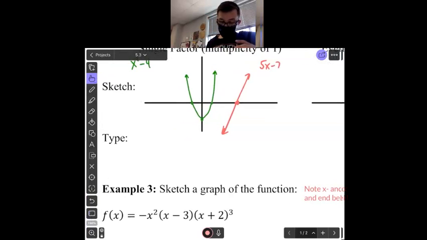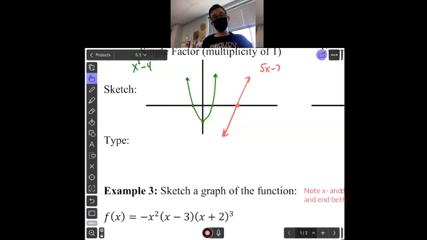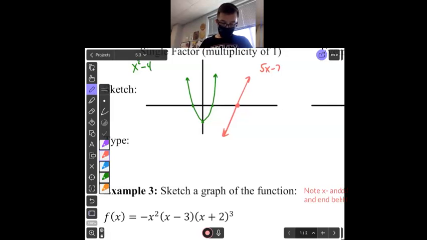So what do we see? What does it look like when there's a multiplicity of 1? All we're doing right now is describing how the graph acts around that point. That's all this is. So when you look at that x-intercept, the graph is just passing through that point. There's nothing really special happening there, right? It's just passing through or crossing the x-axis at that point.